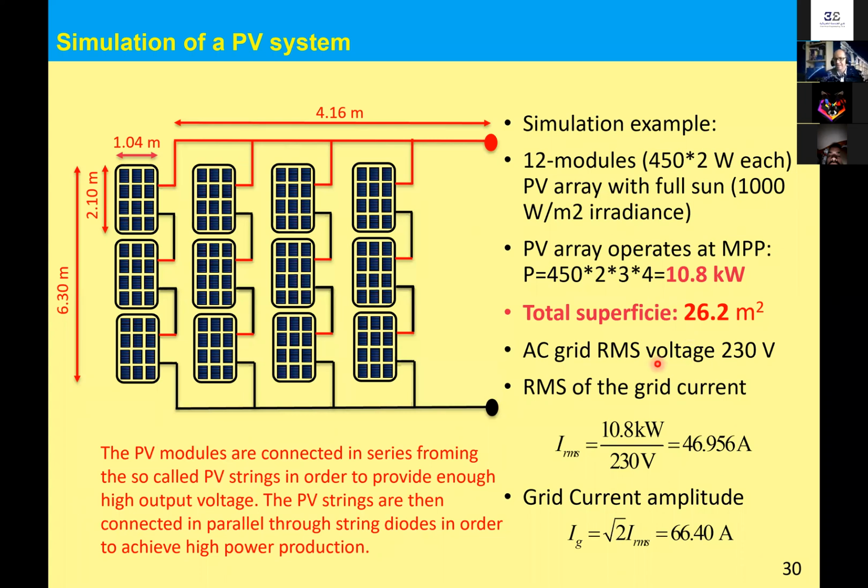We will use an AC grid voltage of about 230 volt. And for this amount of power, the RMS value of the grid current to be injected to the grid must be about 46 amperes.